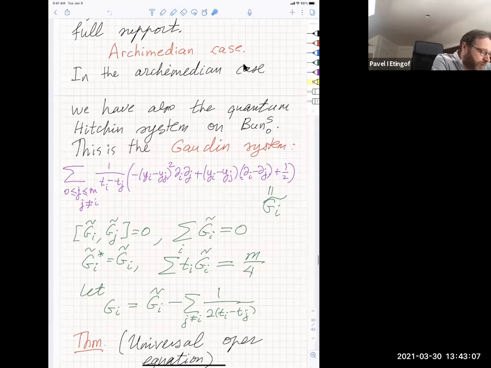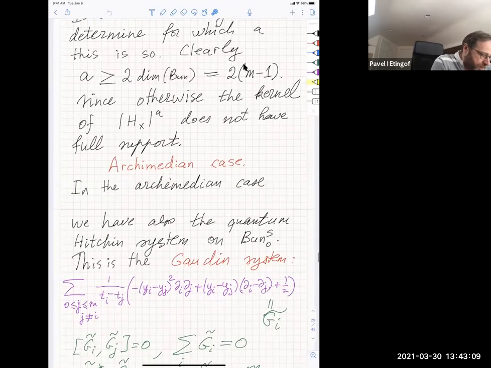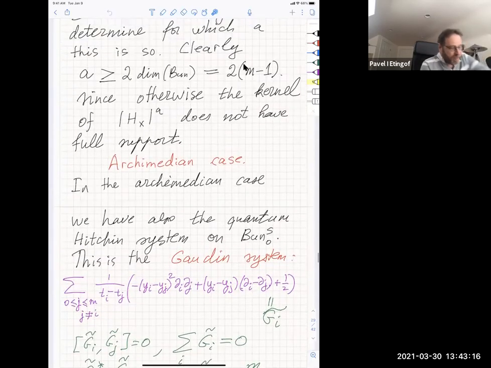Okay, so now I will talk about the case of Archimedean fields, so over real and complex numbers. This is closer to mathematical physics. In this case, besides those Hecke operators, we have this Gaudin system, which in genus 0 for GL2 is a Hitchin system.